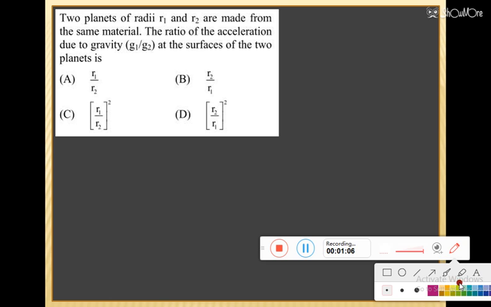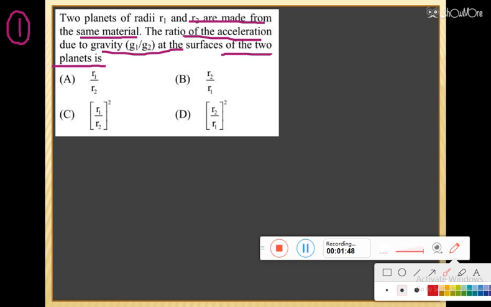So students, we are starting with the first question that is on screen, and the question is: two planets of radii R1 and R2 are made up of the same material. The ratio of acceleration due to gravity at the surface of the two planets is. So students, I request you to pause the video and try this question. I hope you will come up with some answers.